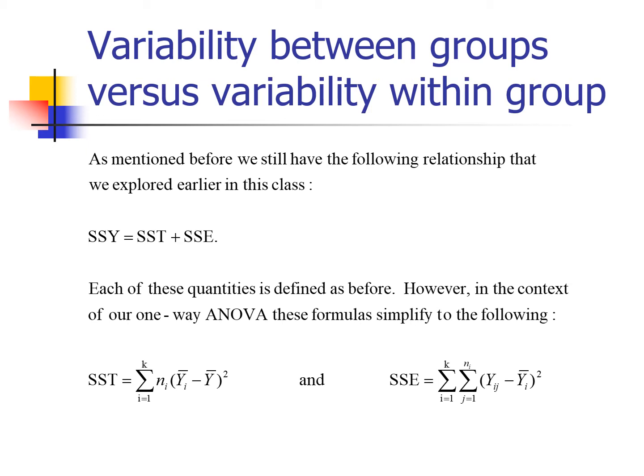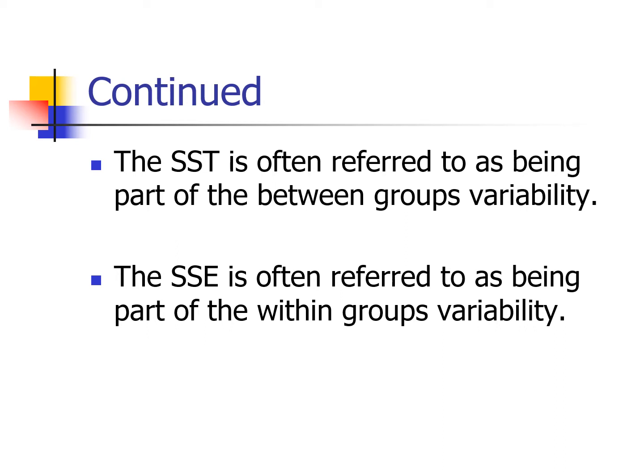So SSY decomposes into SST plus SSE, where SST can be conceptualized as the variability between groups, and SSE can be thought of as the variability within groups. SST is often referred to as between group variability. SSE is often referred to as within group variability.